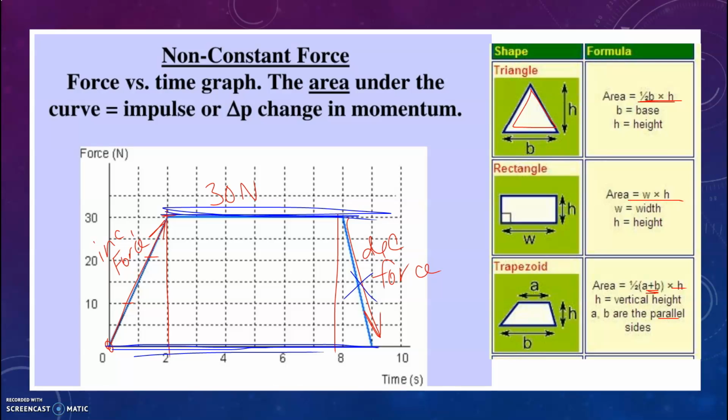It cannot be the two lines that are slanted because those are not parallel. They're slanted towards each other. Eventually they would intersect, so they're not parallel.